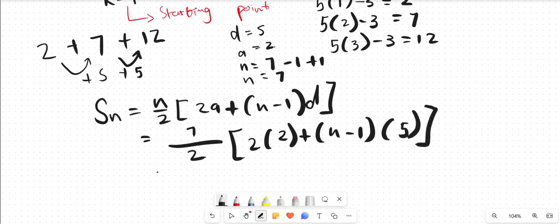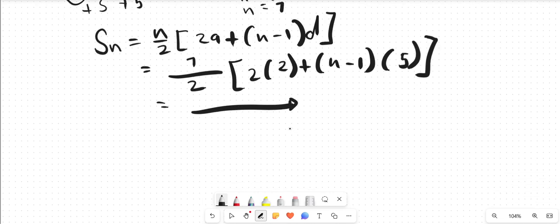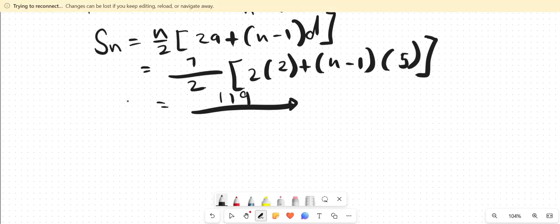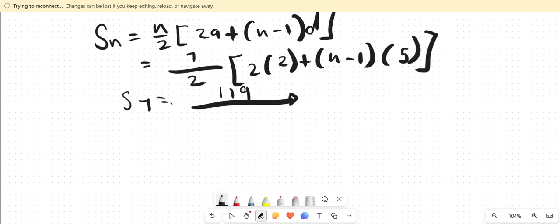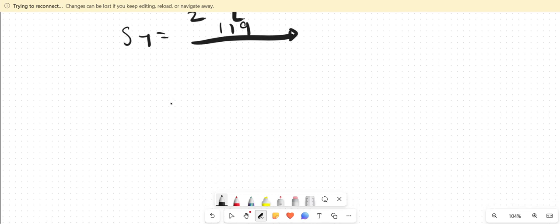And you plug this into your calculator, you will get what the sum is. Not to infinity, rather, the sum to 7 terms. Let me check. It's 119. And there we go. The sum to 7 terms is 119. So that's how you work with sigma notation.